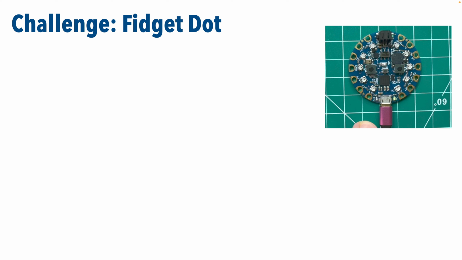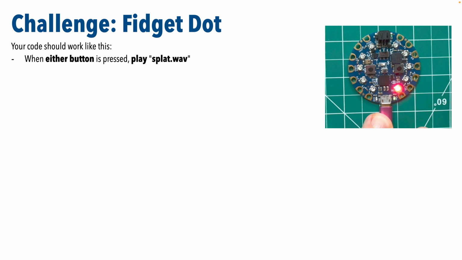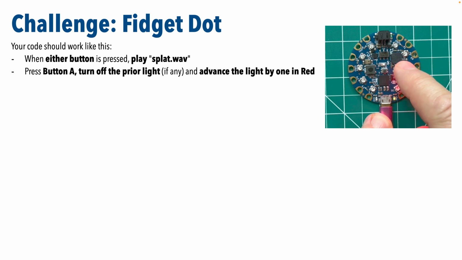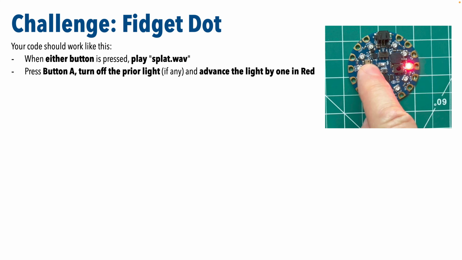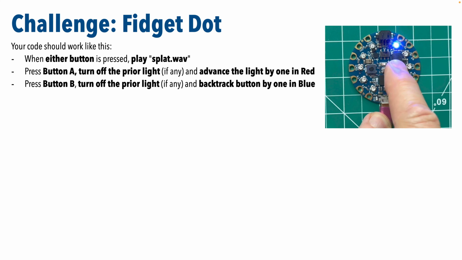Now this is a big challenge that incorporates things over the past few lessons, and we're going to wait until the next lesson to show the solution for this. But here's the challenge, and I know you're up for it. When either button is pressed, play the splat.wav sound. Now when button A is pressed, turn off the prior light, if any, and advance the light by 1 in red. If you press B, turn off the prior light, if any, and backtrack by 1 in blue.